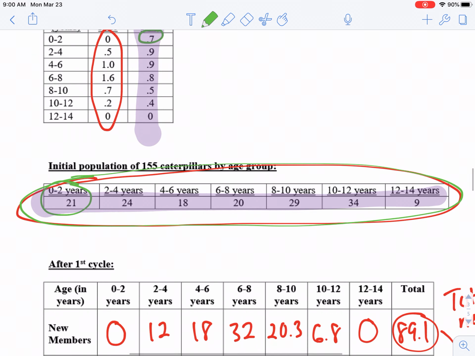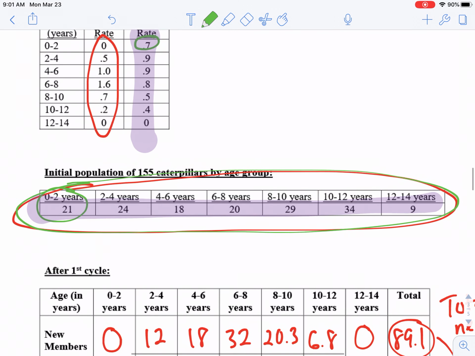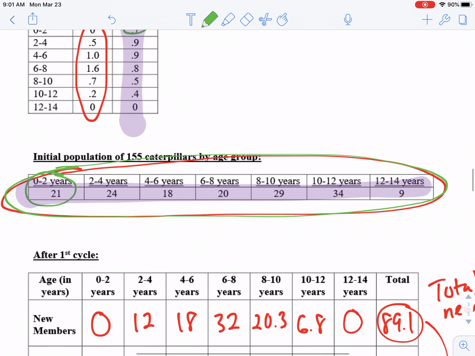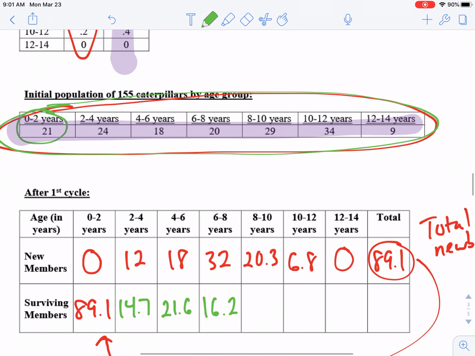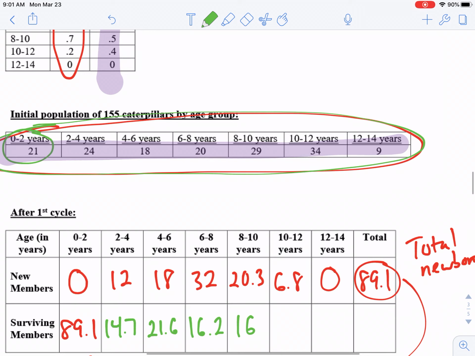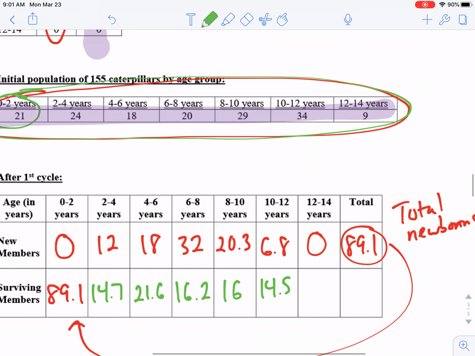So 24 times 0.9 is 21.6. 18 times 0.9 again is 16.2. 20 times 0.8 is 16. 29 8 to 10-year-olds times 0.5 is 14.5. And then 34 10 to 12-year-olds times 0.4 is 13.6.